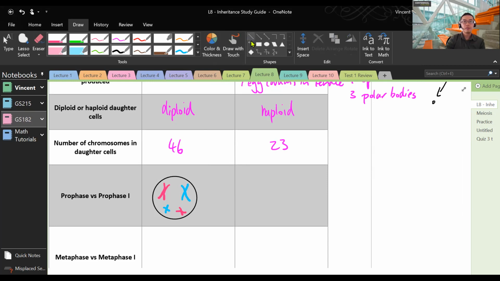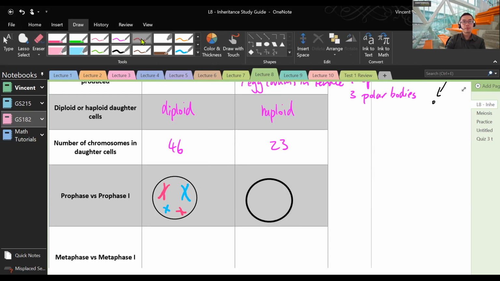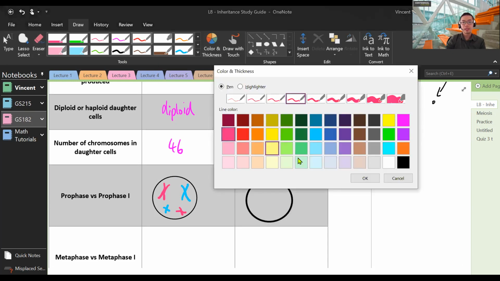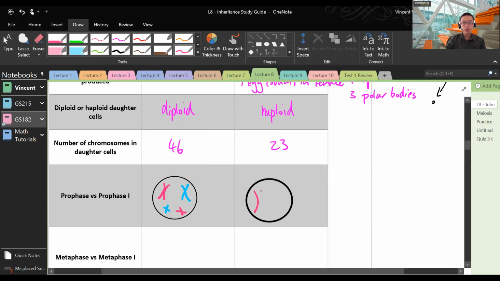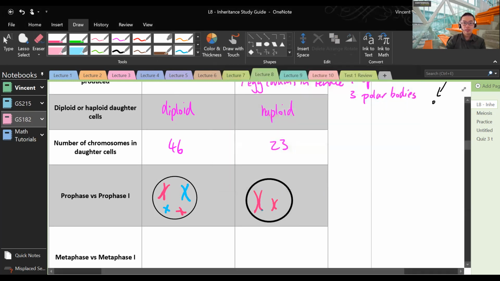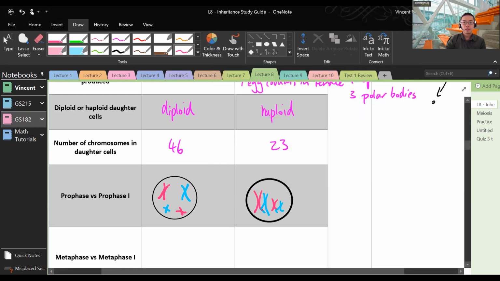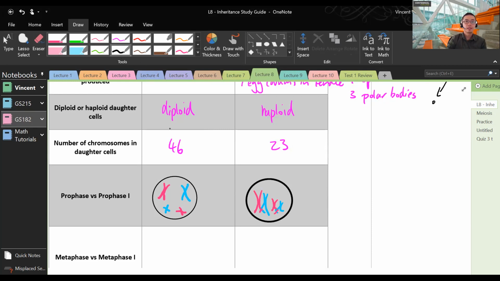Whereas for meiosis, they form the tetrad, remember? So there's going to be one here, maybe another one. And they're going to do a little bit of exchange of genetic material, remember?